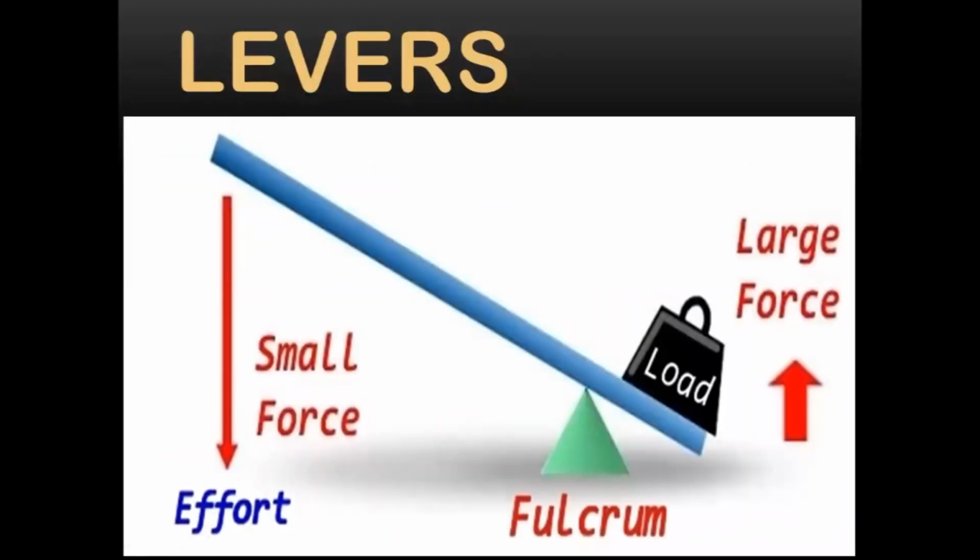So we'll move on to the next topic, levers. What are levers? Levers are the simplest kind of machine used in our daily life. A lever is a rigid, straight bar which is capable of turning about a fixed axis. As you can see here in the picture, the blue rod that we have is what we will call a lever.